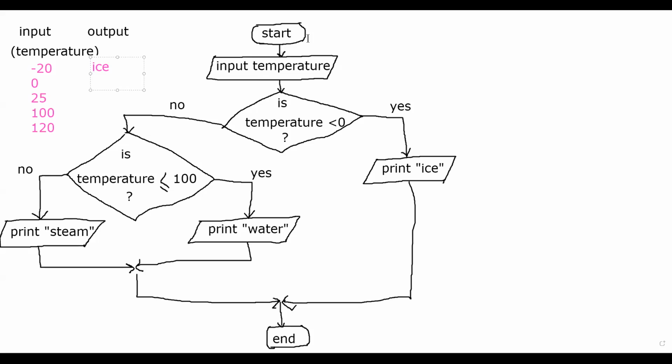Let's see. I'm going to take a different color here. So let's start with 0. So the temperature is 0, right? So we are checking whether 0 is less than 0. 0, is it less than 0? No, right? So you come out here. Then we will check whether 0 is less than or equal to 100. Yes, isn't it? So then it will print water. So then this should be water.